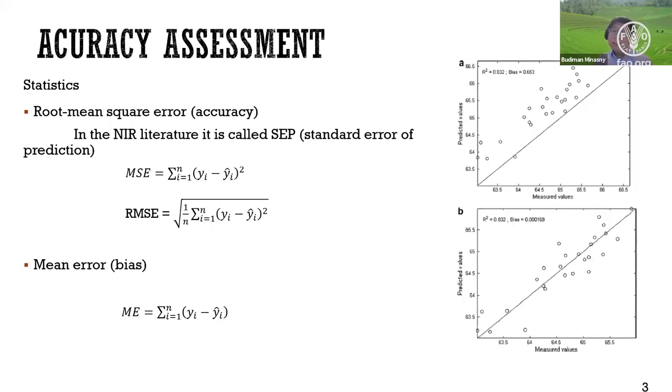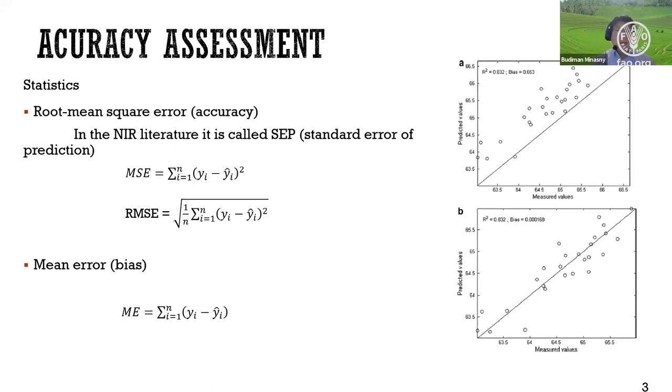So once it gives you a prediction, you need to know how accurate this prediction is. And that's why we need to do some accuracy measurements. We need to plot the measured value versus the predicted values. We need to measure some kind of statistics. One statistic in the literature is called the root mean square error. That means how much error we are expecting. In the near infrared literature, it's called standard error of prediction, which in statistics is kind of misleading, but that's what people call it in the near infrared literature. It's called SEP, standard error of prediction. Don't ask me why, but that's it.